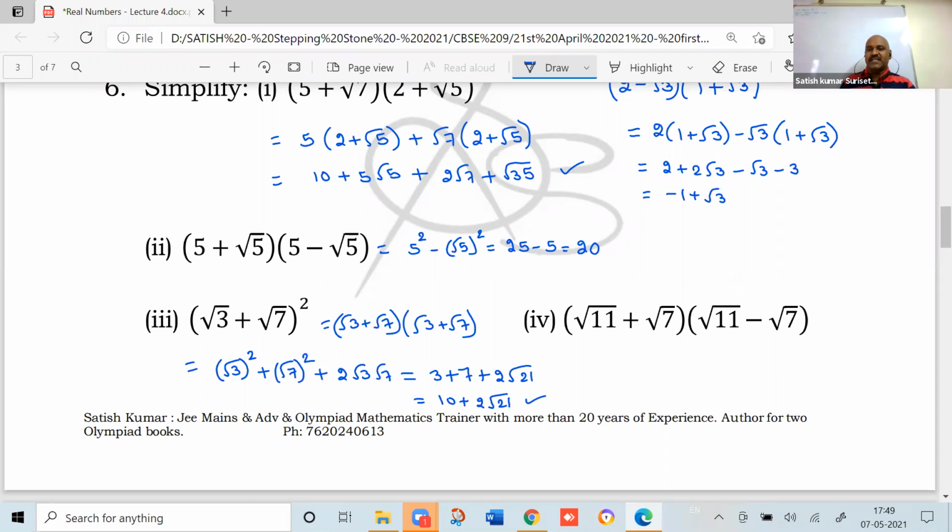Next, in the fourth bit, here also the (a + b)(a − b) form is there. So you can apply a² − b², that is (√11)² − (√7)². So 11 − 7 means it is 4.